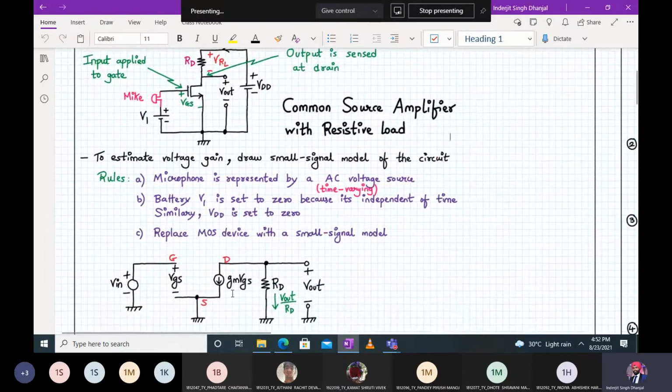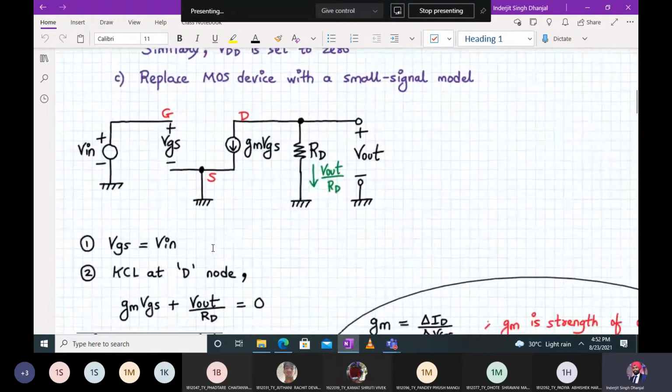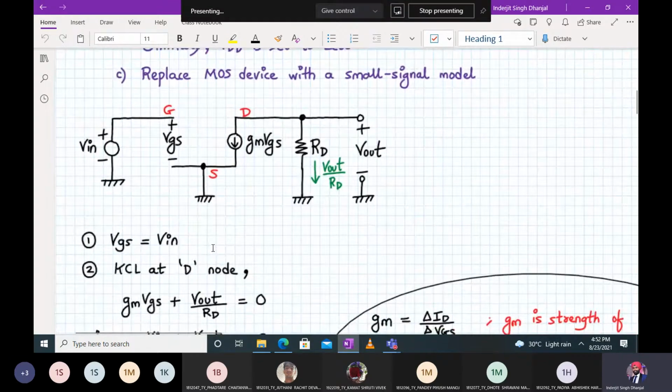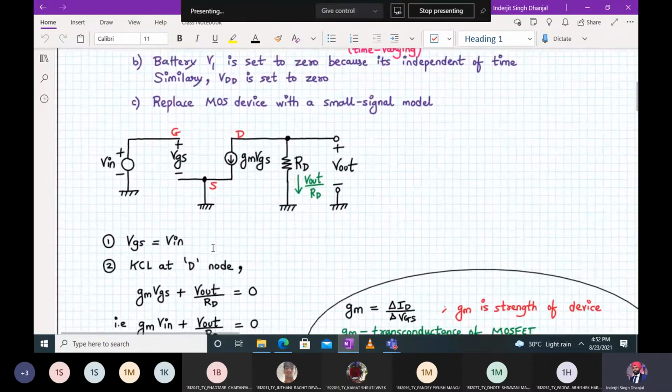Here at the bottom of the screen, I want to keep both circuits together. Between the gate and source, we have an open circuit. Between the drain and source, we have gm times VGS, and we have ignored the effect of channel length modulation, that is, RO is not there. Between the gate and the ground, we have Vin, which represents the microphone signal. Between the drain and the ground, we have RD. And Vout is in parallel to the drain and the source terminal. That is what the small signal model looks like for a common source amplifier with a resistive load.